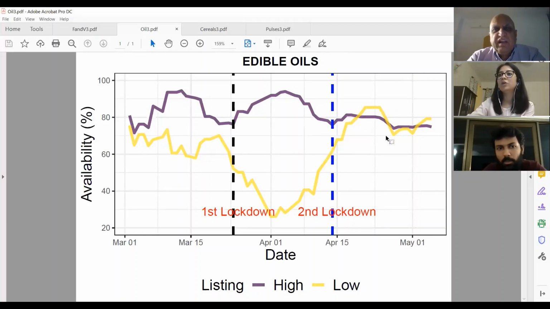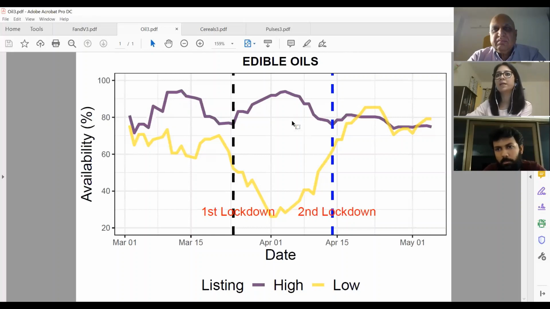So this is great. Can I interpret then, by the time the second lockdown came, supply chains were beginning to get restored? Is that what we are seeing in this graph? Yes, we see that for products like oils, which are usually manufactured. So these are processed foods. I think that's very crucial to understand.